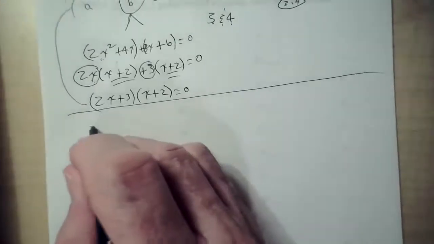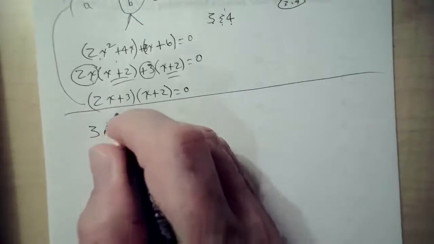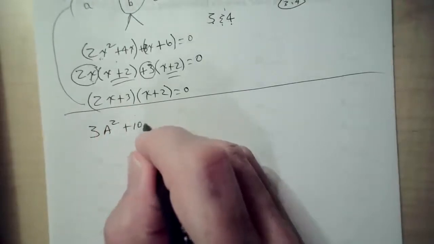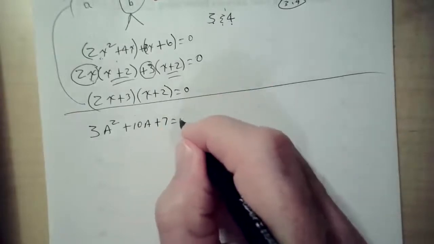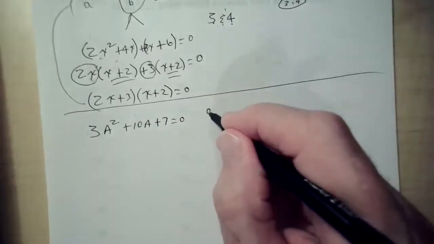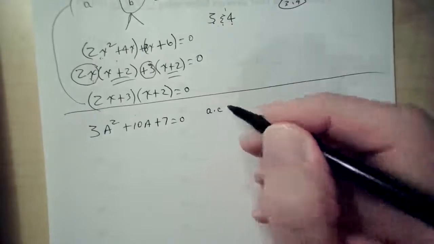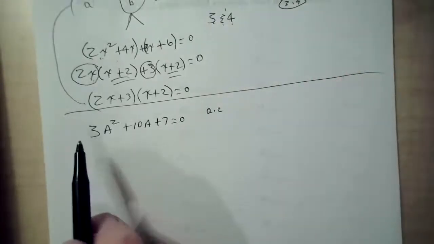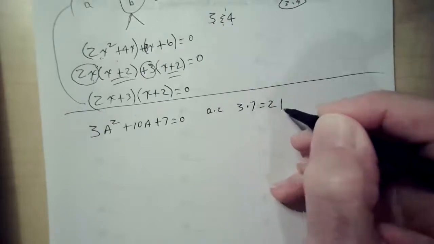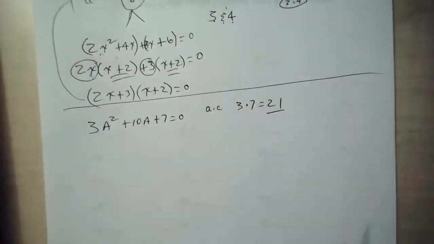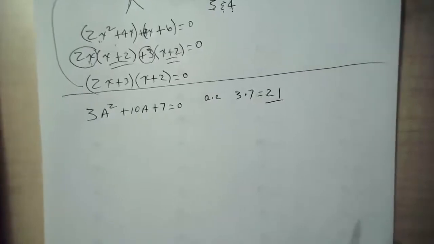So what if we have here? If we have 3a squared plus 10a plus 7 equals 0. Now remember, we want to multiply. First thing we want to do is multiply a times c, which is 3 times 7, which is 21.